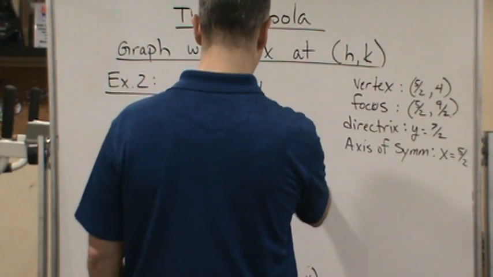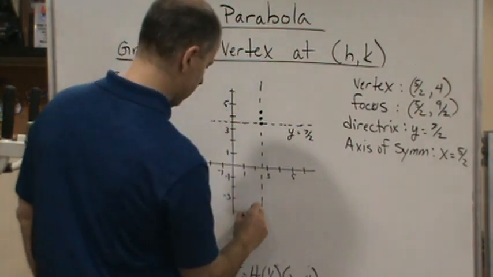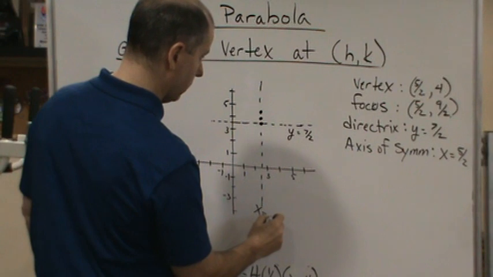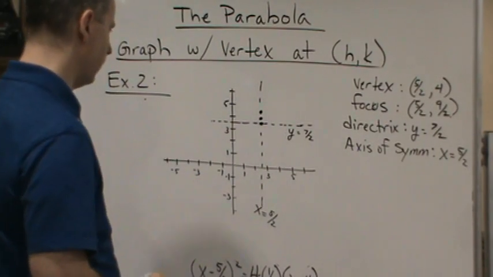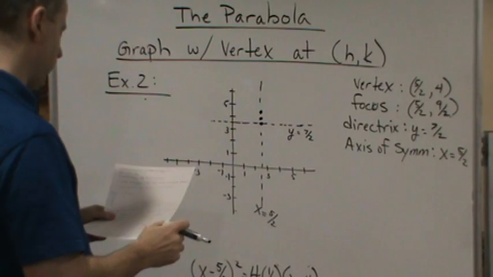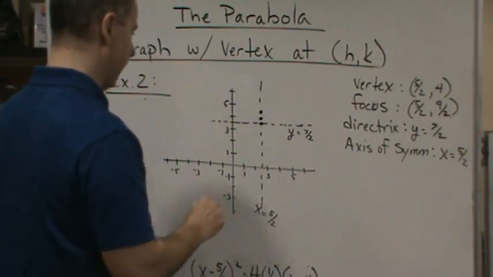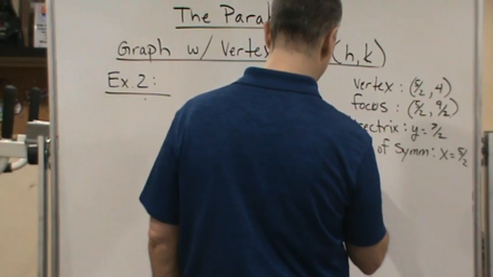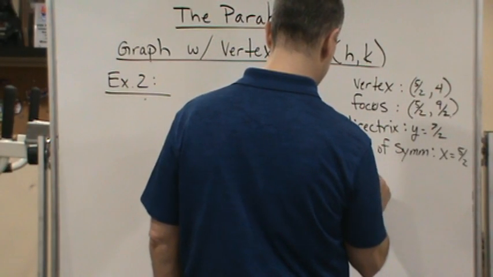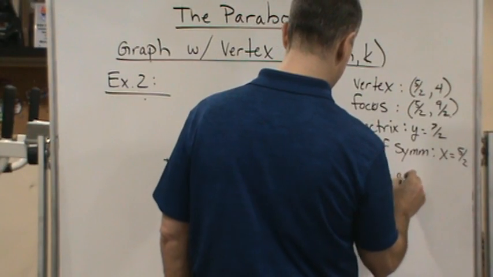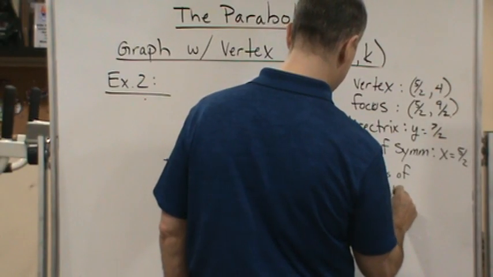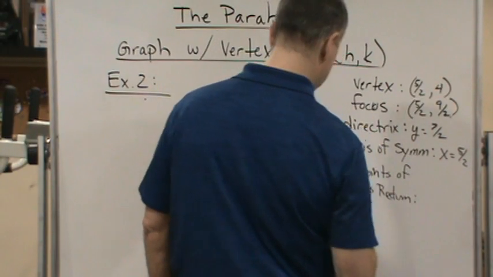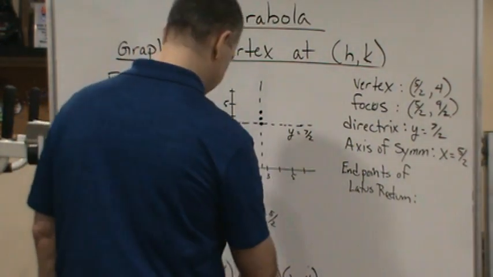The axis of symmetry is at x equals 2.5, which is 5/2. Okay, so now we just need the latus rectum. So with the endpoints, we want the endpoints of the latus rectum. Okay, and so that's where we plug into our equation.